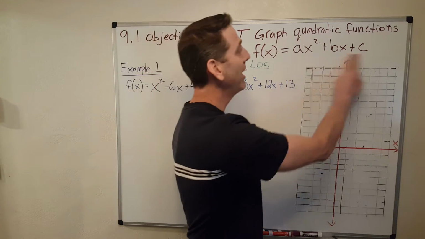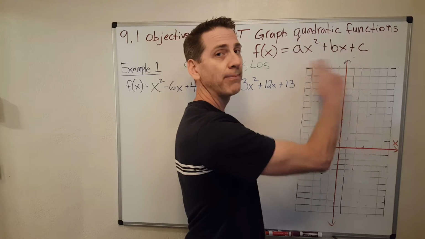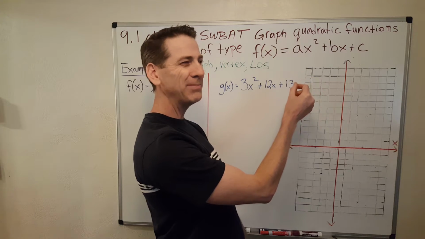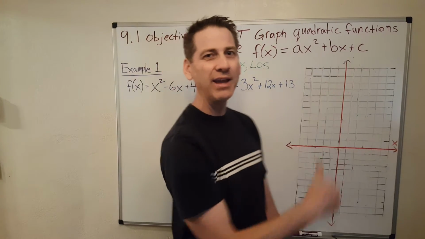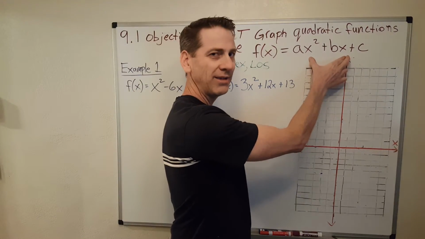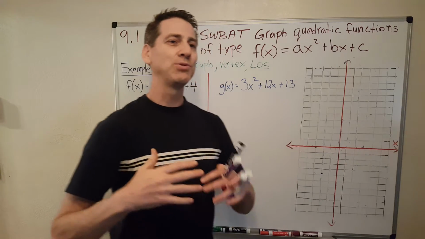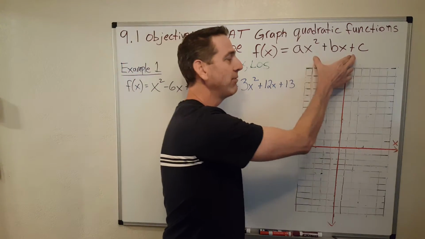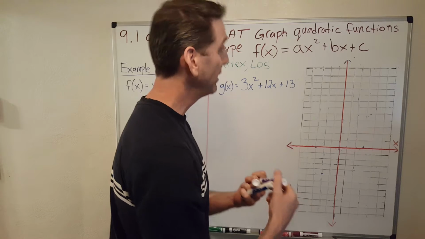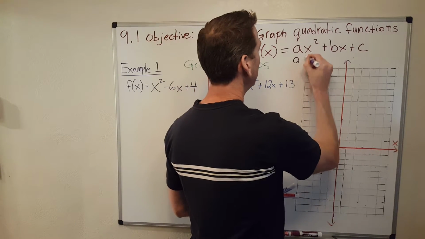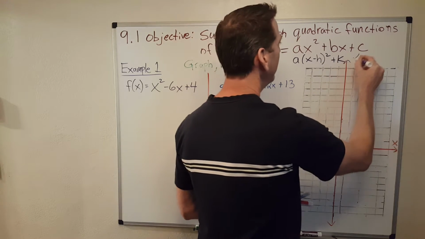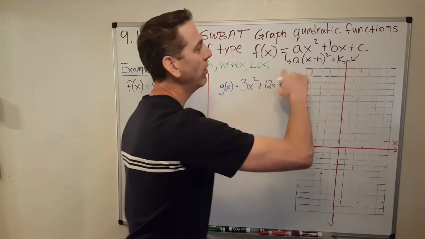So what's different is right here. This is standard form, right? And in the past we had it in that other form, like x minus h squared plus k. This standard form, we need to transform into what I call vertex form, which is a times x minus h squared plus k. We need to transform it to that form, okay?